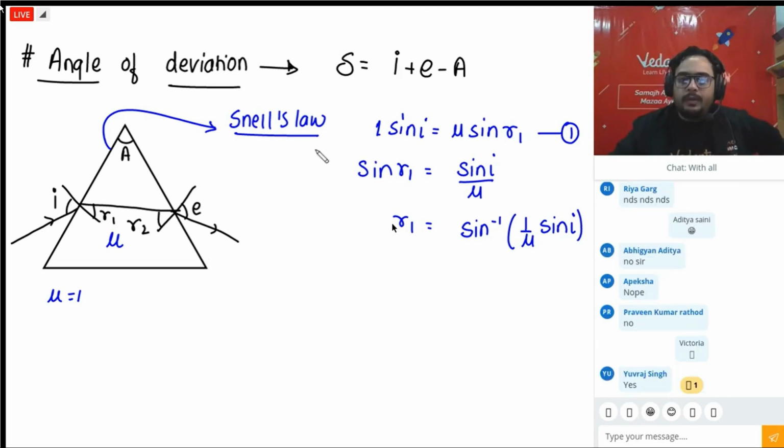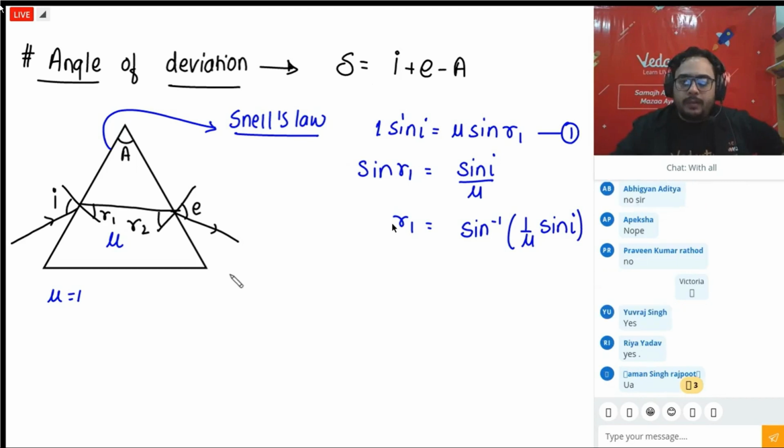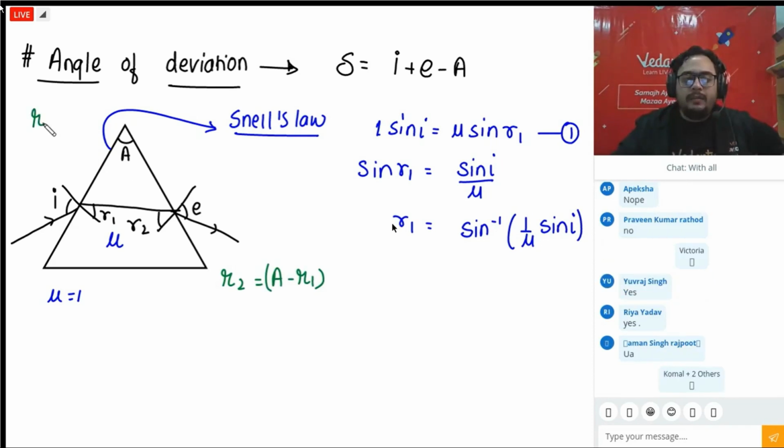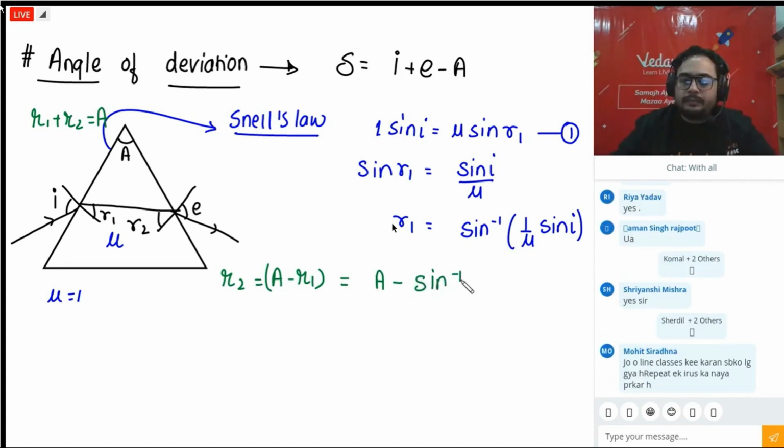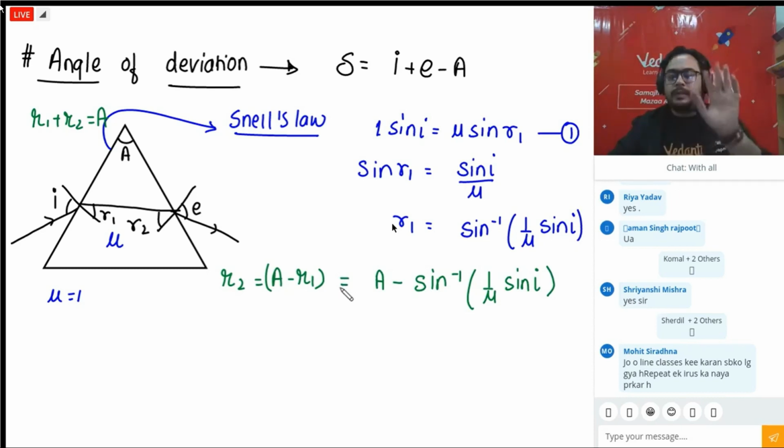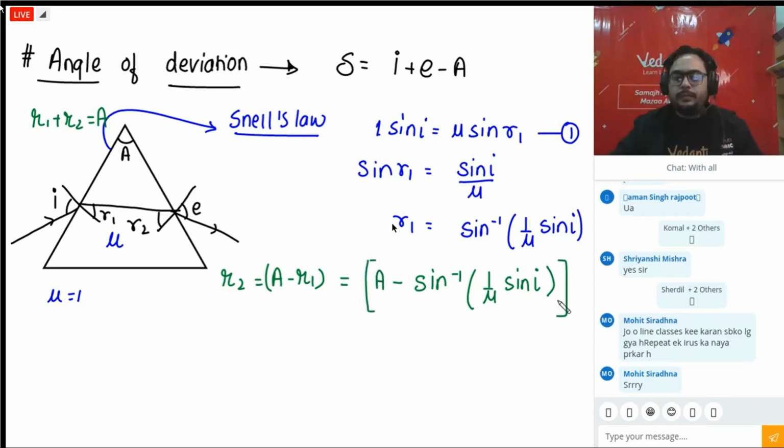Then can you tell me what will be R2? R2 will be A minus R1. This you have to remember because R1 plus R2 is equal to A. I told you already. R1 plus R2 is equal to A. So R2 is A minus R1. So I can say it is A minus this big expression, sine inverse of 1 by mu sine I. Okay, understood? This big expression is R2.